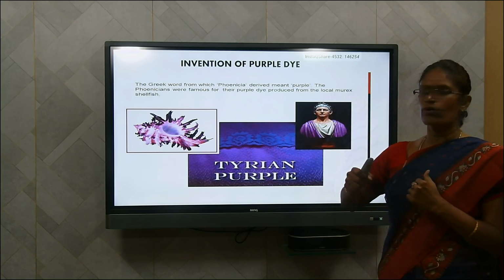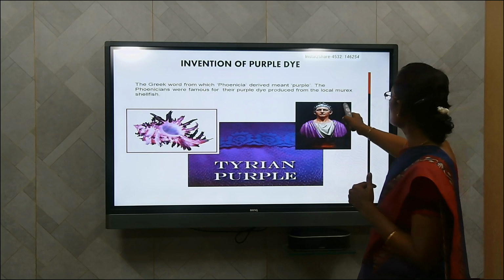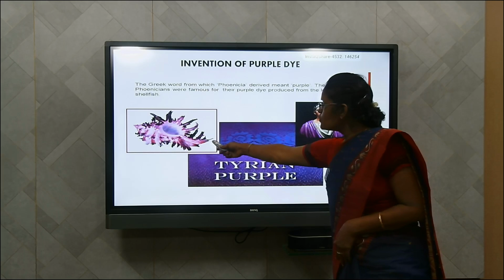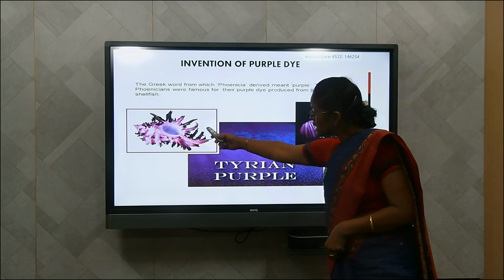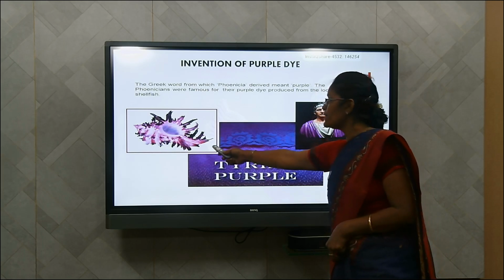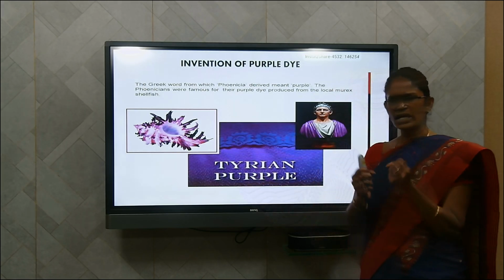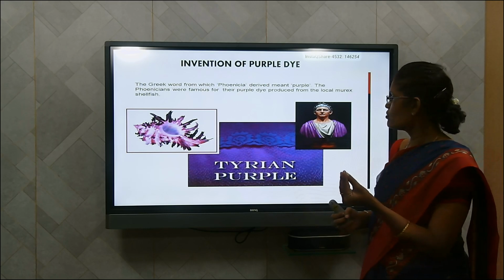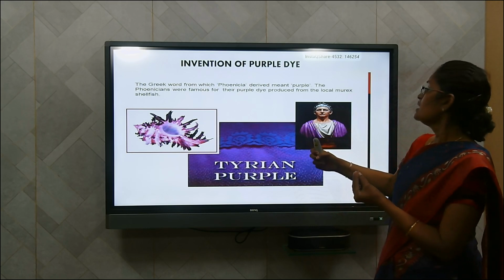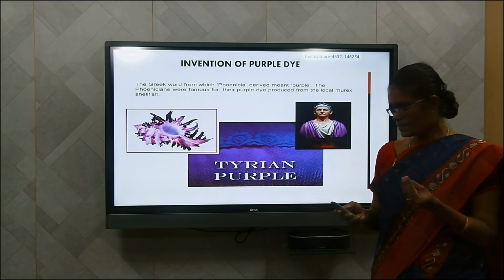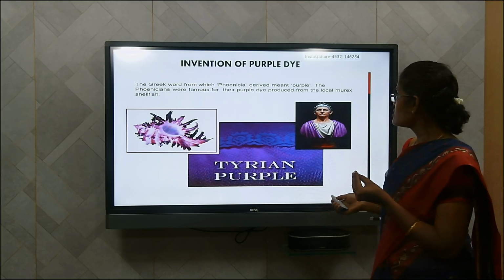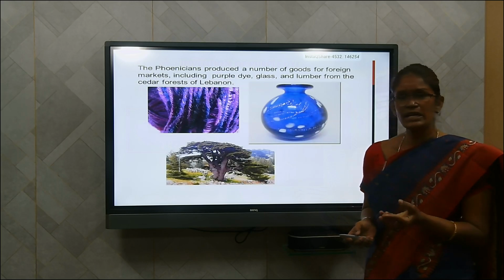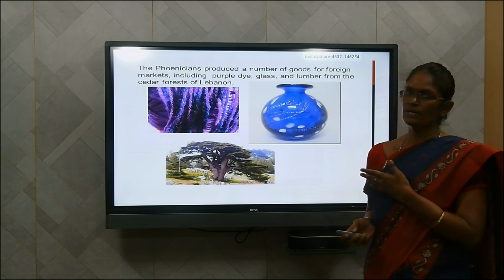So how did they get it? They got it from the local Murex shellfish, which we can see. The color of the shellfish is purple. They dry it, and from that they got some kind of liquid, and from that liquid they made this purple dye.